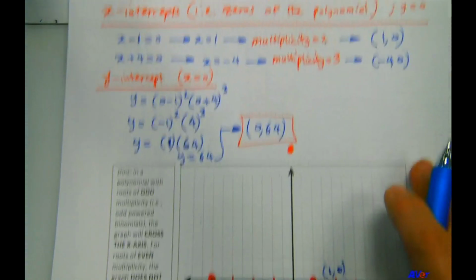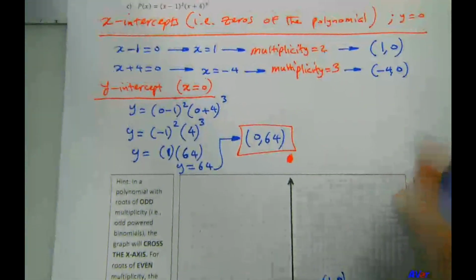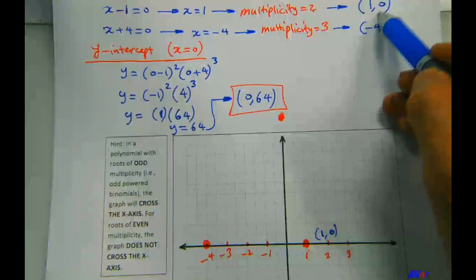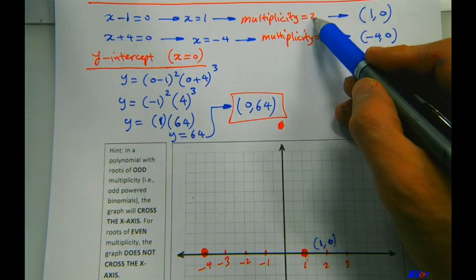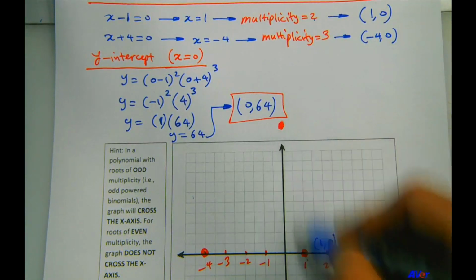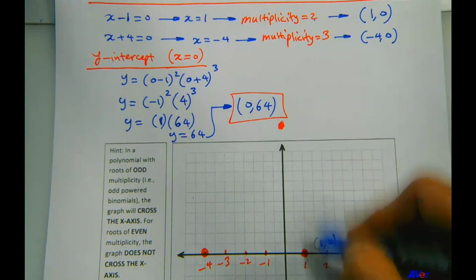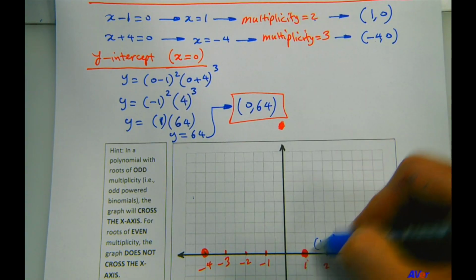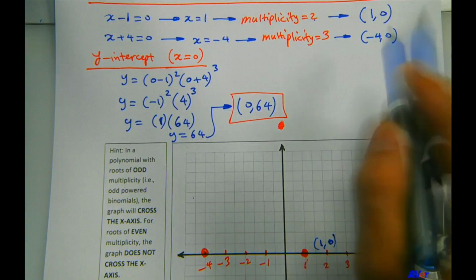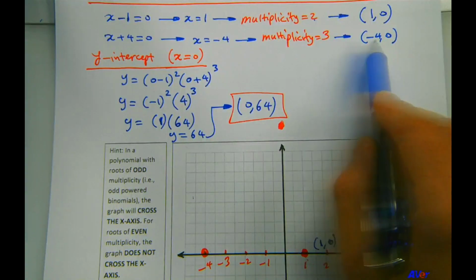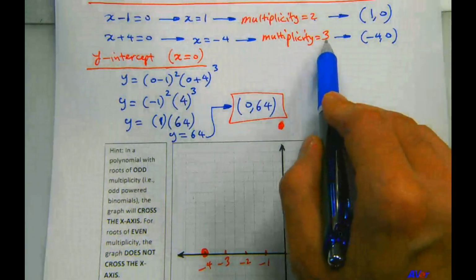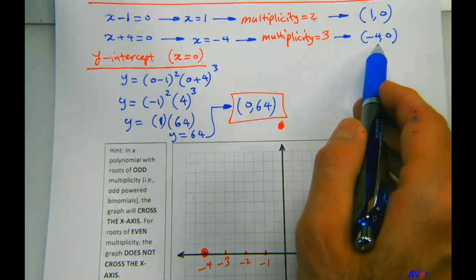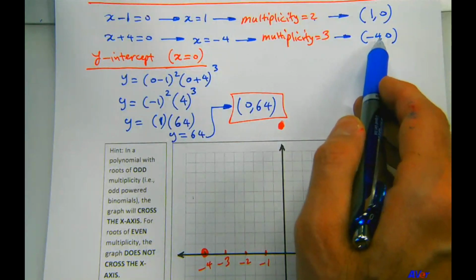Okay, once again, before I draw the graph, for 1, 0, for this point, the multiplicity is even. So when the line of the graph hits it, it's not going to go through. It's going to bounce back to the same side. But the multiplicity for this 0, -4, 0, is odd. So the line of the graph is going to hit this point and cross the x-axis.